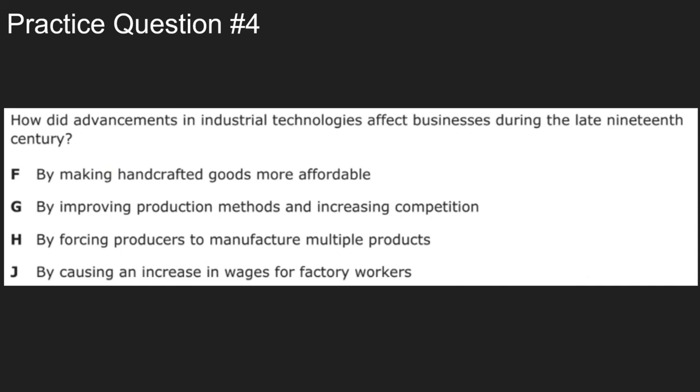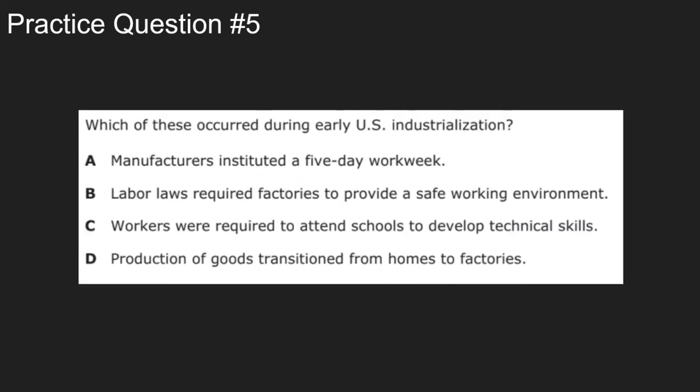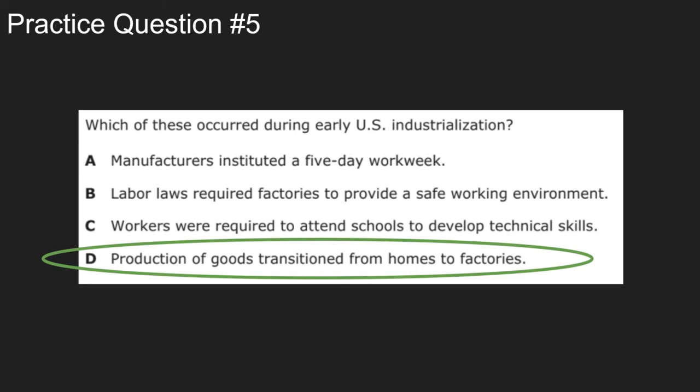Industry grew. How did advancements in industrial technologies affect businesses during the late 19th century? Remember, the 19th century is the 1800s, by the way. Press pause. Here's your answer. By improving production methods and increasing competition. Which of these occurred during early U.S. industrialization? Press pause. Here's your answer. Production of goods transitioned from homes to factories. That's the early part of industrialization. People were producing things in their home. Now they're producing them in factories.